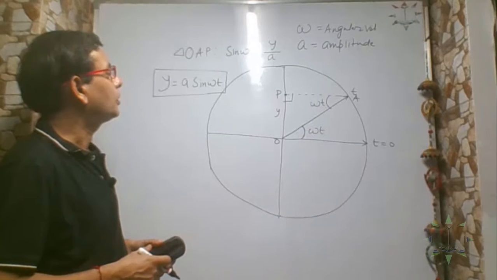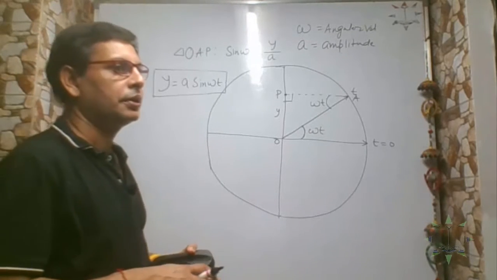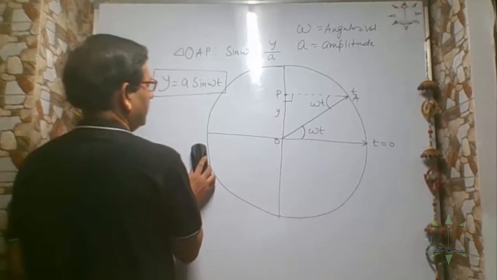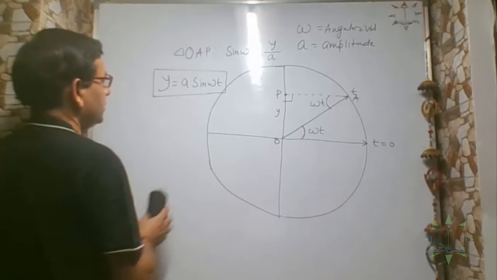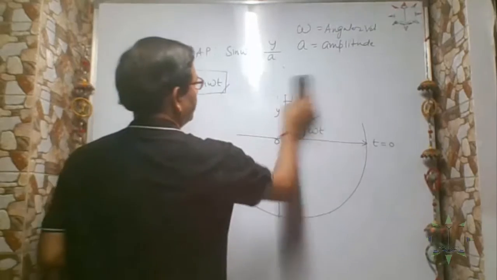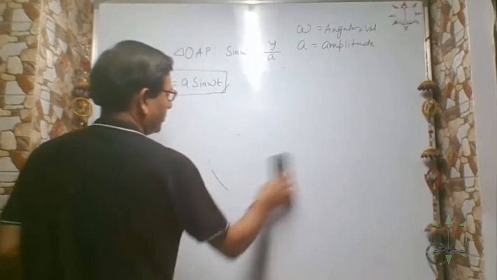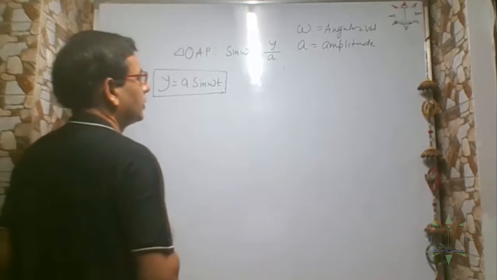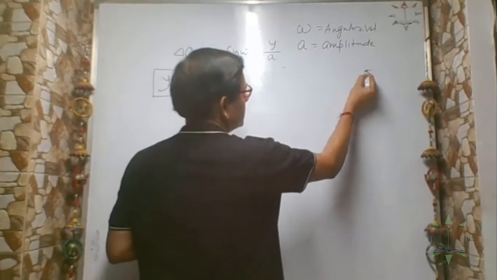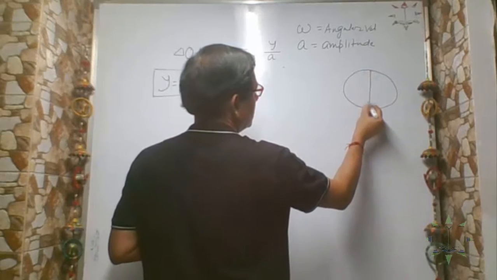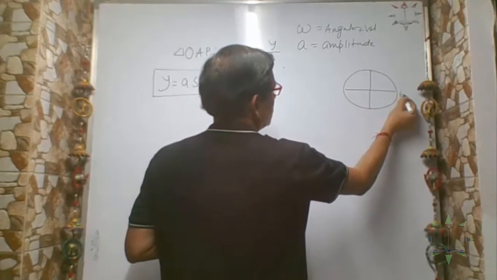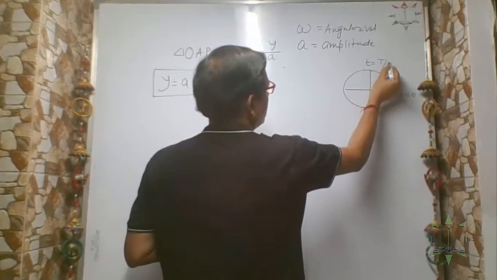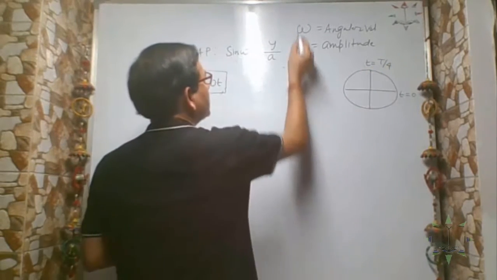Now, we will plot the graph of the displacement equation. Let us plot it. I can draw a small circle like this. So this is t equal to 0. This is t equal to T by 4. What is T? Capital T is the time period.